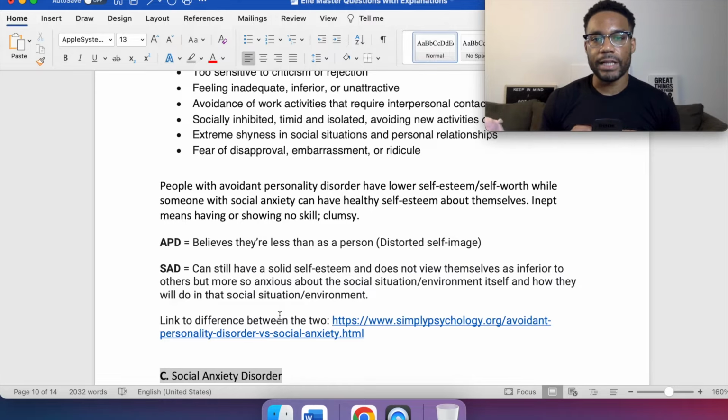But in short, it really comes down to that distorted self-image that one has within themselves for avoidant personality disorder. They believe that they're less than, right? With social anxiety, they're more so focused on the setting as a whole, not so much on looking at themselves, like with low self-esteem, low confidence. Now they may think, oh man, I'm not as confident being in the situation, but I'm not looking at myself like I'm less than as a person.